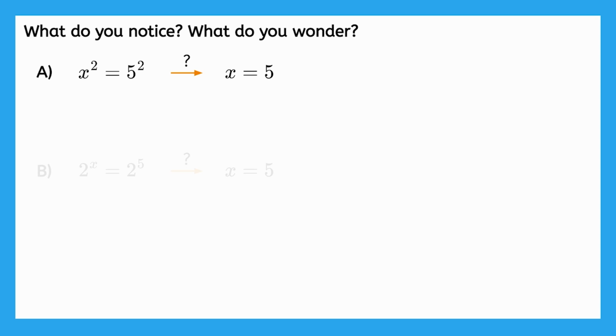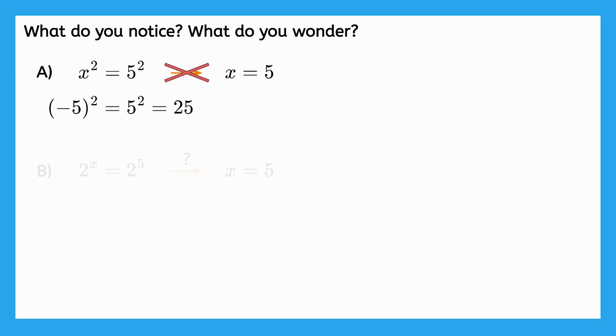Is it true that if x squared equals 5 squared, x must be 5? Or is there another possibility as well? Isn't negative 5 squared also equal to 5 squared, since they're both equal to 25? Therefore, we cannot make the direct conclusion that x must be 5, because x could be something else as well.